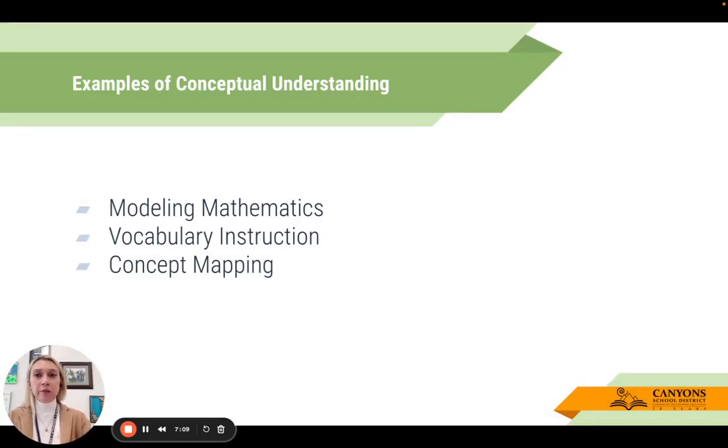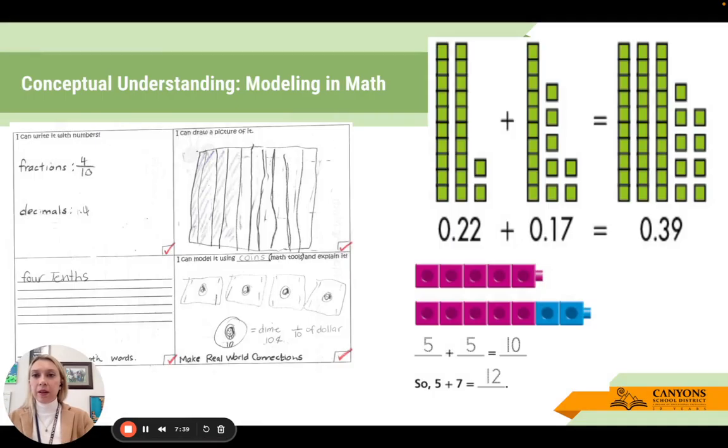We're going to jump into some examples, but it's modeling. Something that often comes up is, why is there so much modeling in Envision? This is why: it supports those big picture ideas. Vocabulary is huge in conceptual understanding. If I don't know what the words mean, I really can't solve the problem, right? And then concept mapping. This is not emphasized as much within Envision, but I'm going to show you some places where you can pull that in pretty easily.